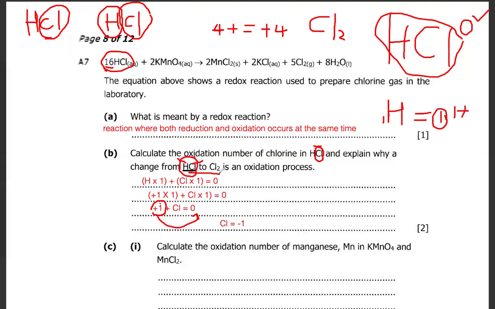Or you can talk about it in terms of loss of hydrogen. We can see from here that this substance has got hydrogen with it, but at the end of the day here, we don't have any hydrogen that is attached to a chloride ion or the chlorine atom. So the change is because of the oxidation process.